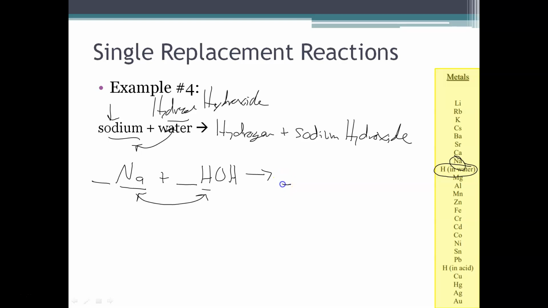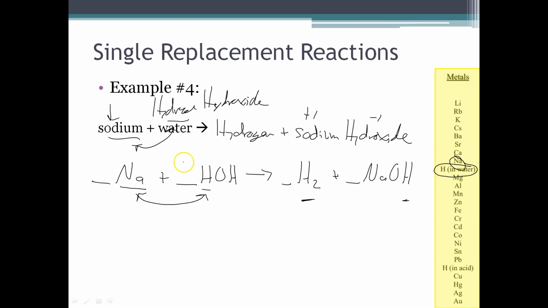So let's write the formulas and finish this. Okay, so hydrogen is diatomic, so it's H2. Of course, sodium hydroxide is NaOH. Sodium is a +1, hydroxide is a -1. And we have to balance it. And it actually looks like this one is already. Okay, so we have one sodium on each side. Oh no, actually not balanced. Because we have two hydrogens here and one here. Right? So we have 3 hydrogens on that side.